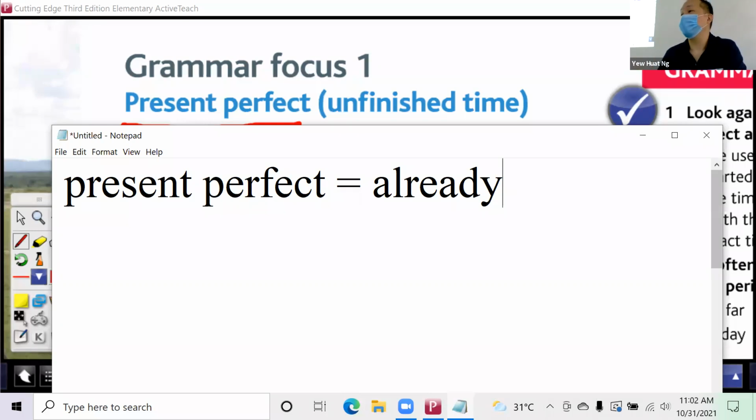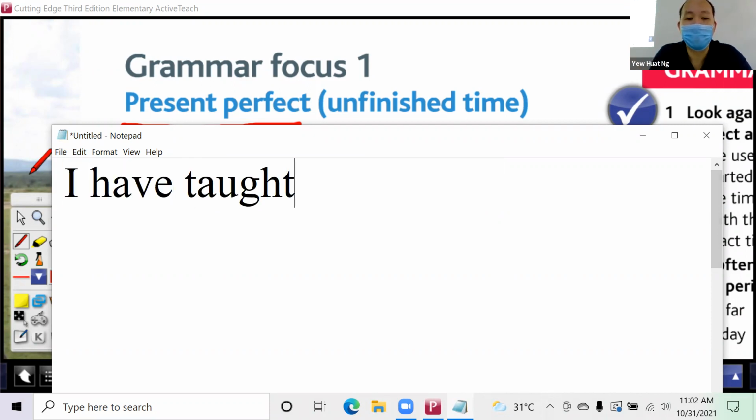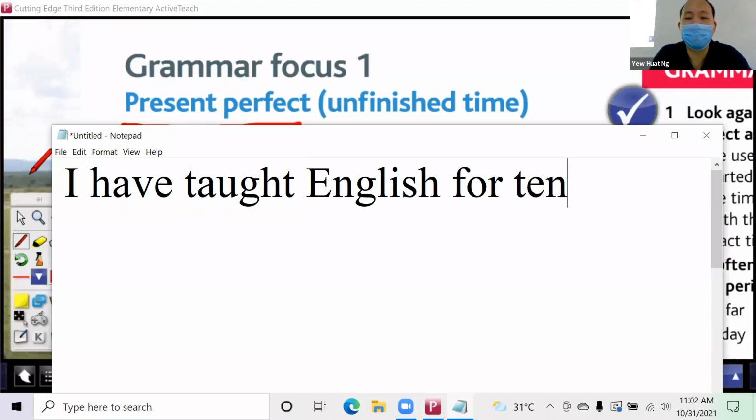So now in Chinese, when we use already and how we use already in English, the basic meaning is the same. The basic meaning, can you understand? The basic meaning is the same. So in Chinese, I can look. I have taught English for 10 years. Can you understand this?